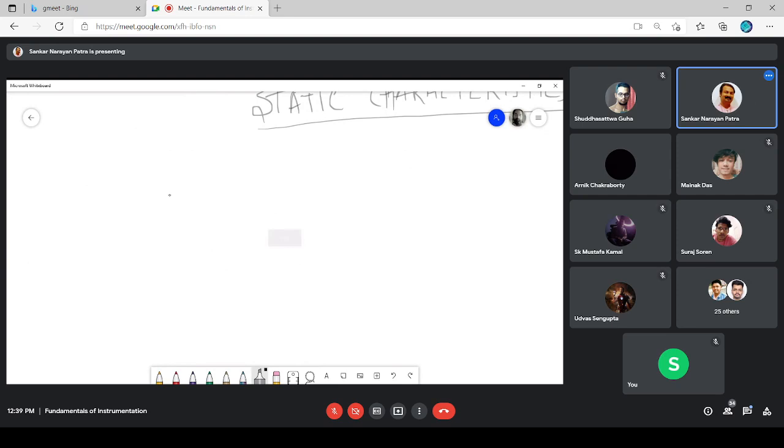Fine. So now come to the point of static characteristics. What are the static characteristics? Static characteristics or static performance are very important to know about the instrument because of what? We will know about certain kinds of properties which will not vary with respect to time. I mean, they remain the same over the whole period of use of the instrument. It will not vary with time.